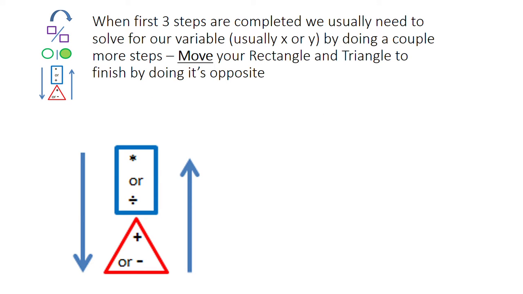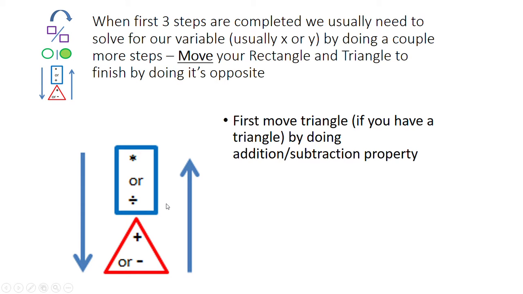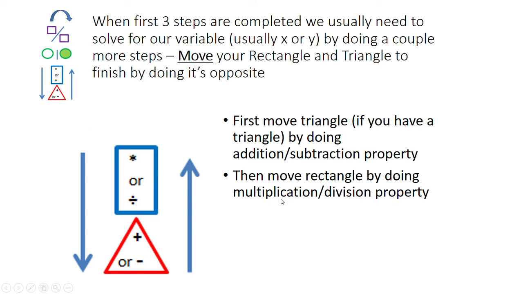Okay, now, we just spent the last few slides setting up where the rectangle goes and where the triangle goes. Now I need to teach you what to do with those shapes, why that's so important. We're always going to do the opposite of the triangle first by doing plus or minus. And then we're going to do the opposite of the rectangle by doing multiplication or division. Most of the time we're going to divide to get rid of it. And something very important: we never change the sign of the rectangle when we divide.